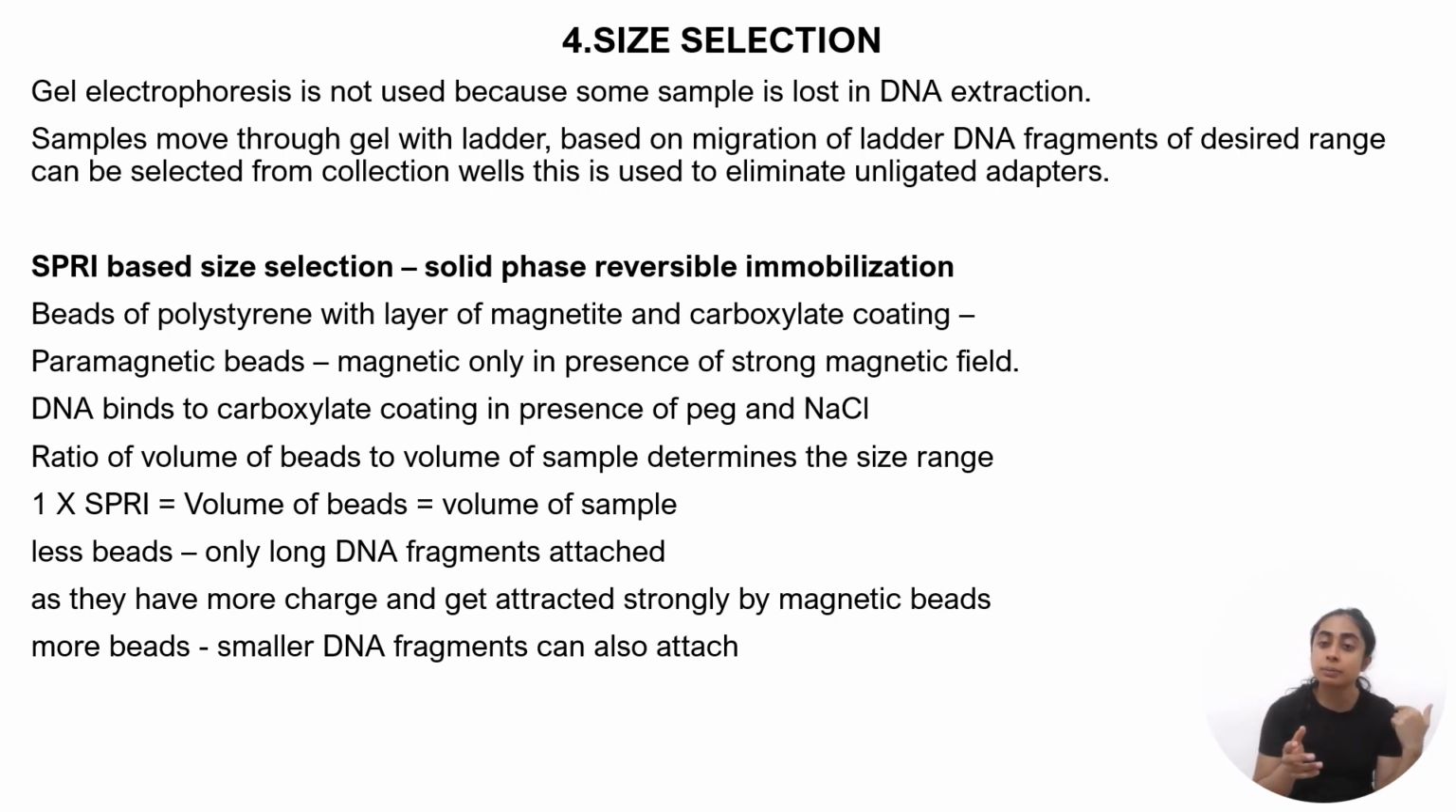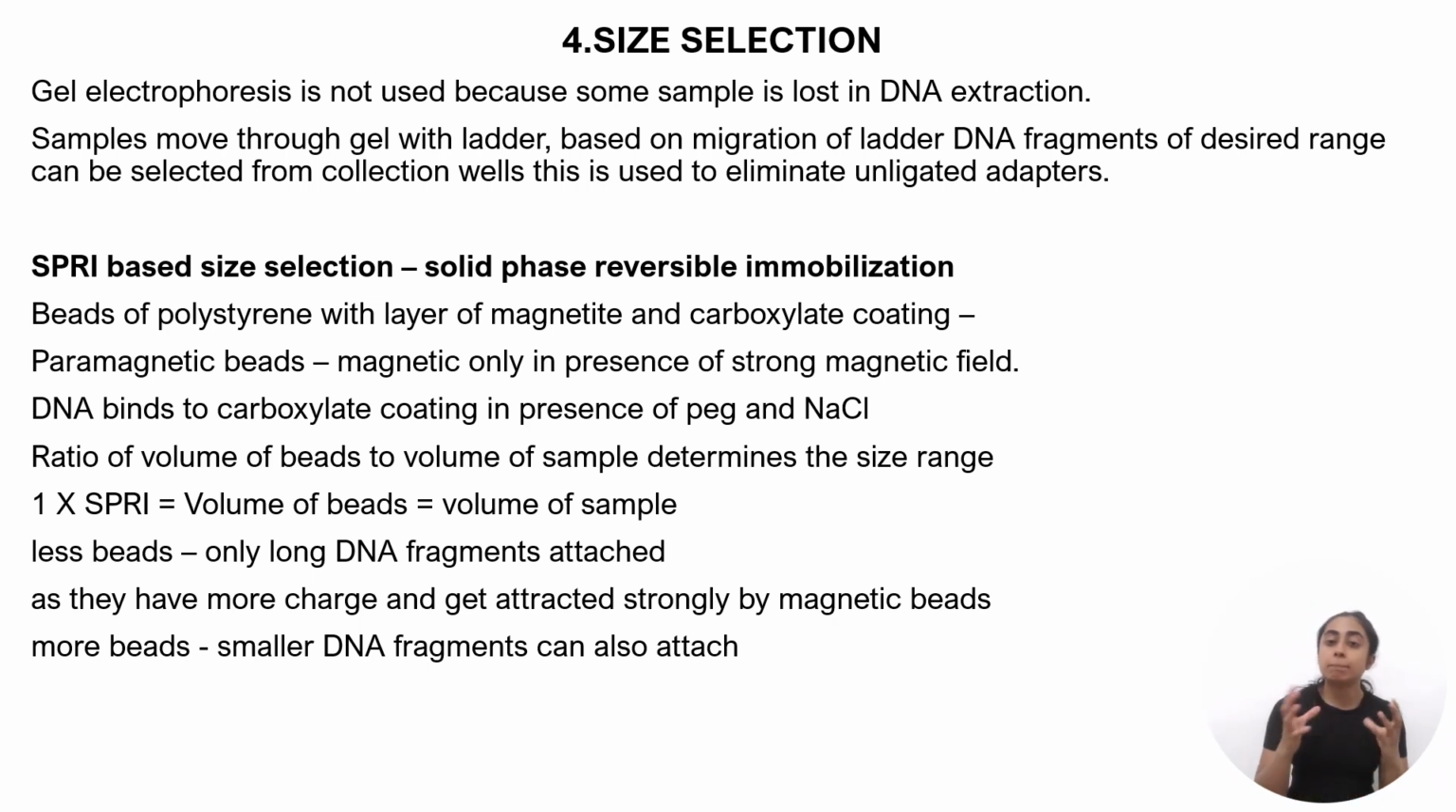Like I mentioned in the previous step, step number 3, ligation of adapters, extra adapters are added so that two adapters can attach to a sequence to increase the probability. But because of that, there will be some adapters left in the solution, or two adapters that have bound together, or maybe two sequences that have bound together. To remove all of these extra sequences that we do not want, this would work. But since it results in the loss of a sample, there is another technique used known as SPRI based size selection, which stands for solid phase reversible immobilization.